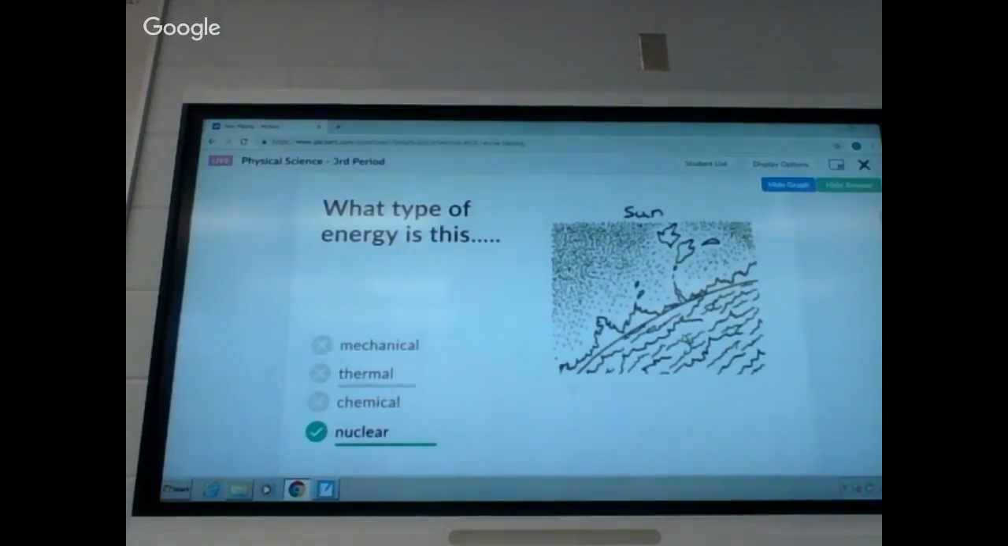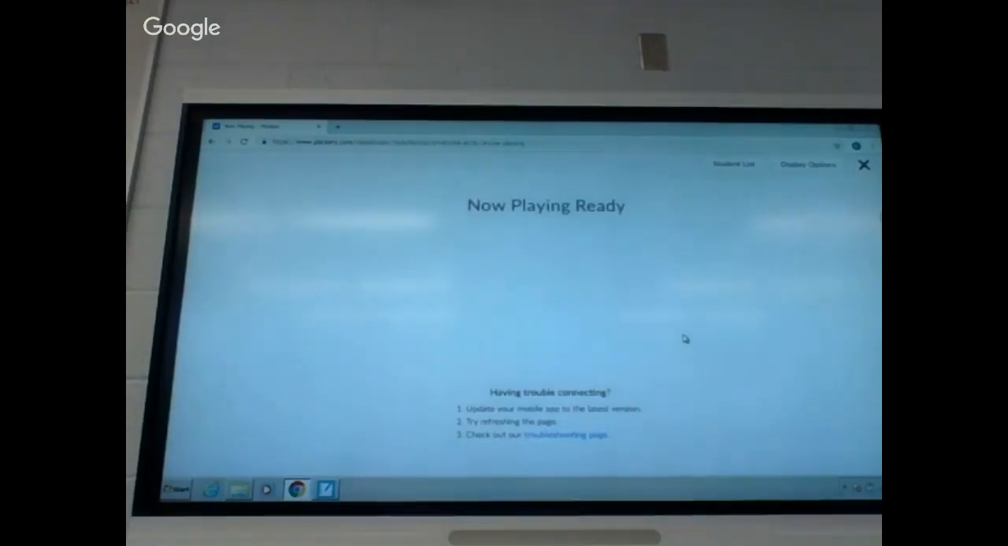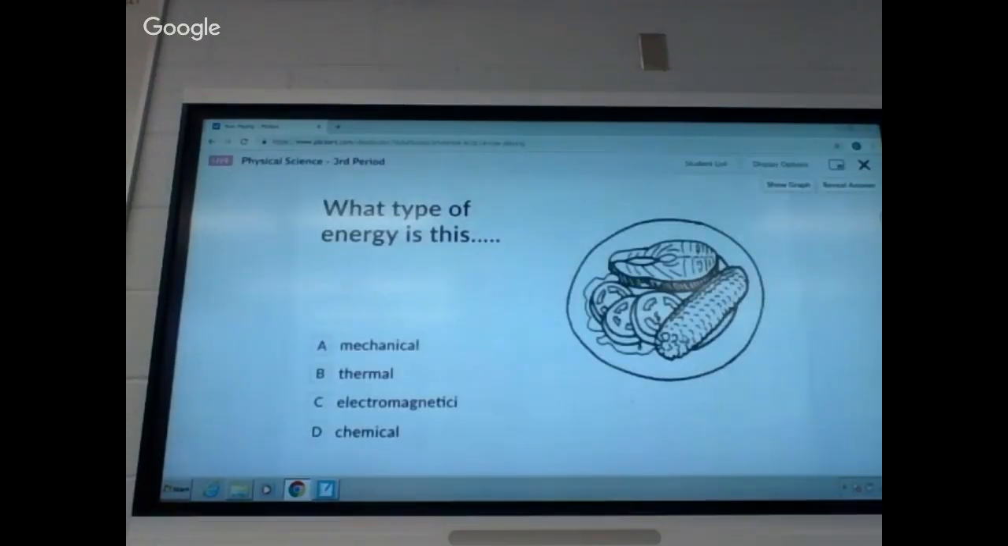Oh, I got it. Thermal. It's nuclear. We just did that one. Sun and stars are nuclear. I'll do it, I know. All right, let's see if we can get 100 for this one.